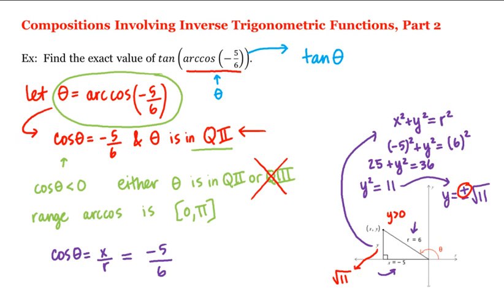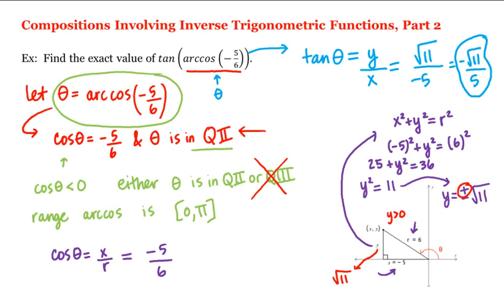Now remember, looking back up here, we're looking for tangent of theta, which is equal to the y-coordinate divided by the x-coordinate, which is equal to square root of 11 divided by negative 5, or negative square root of 11 divided by 5. And this is an example of how we work with compositions involving inverse trig functions.